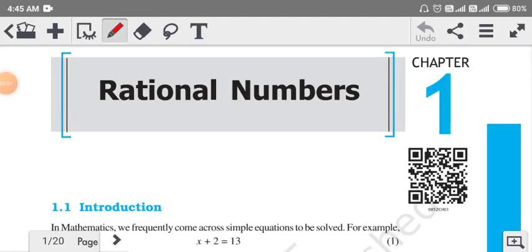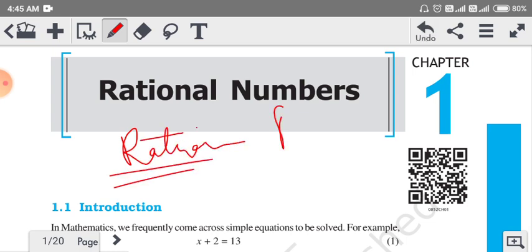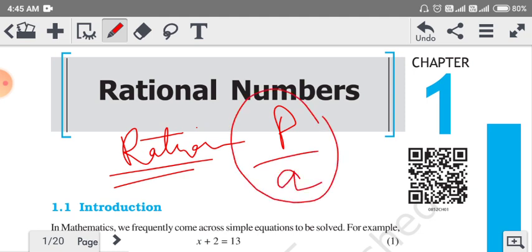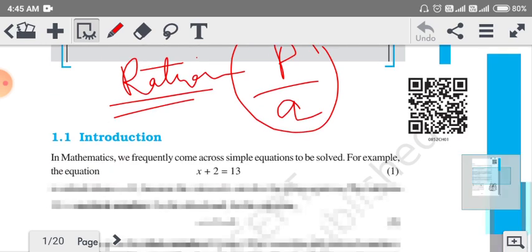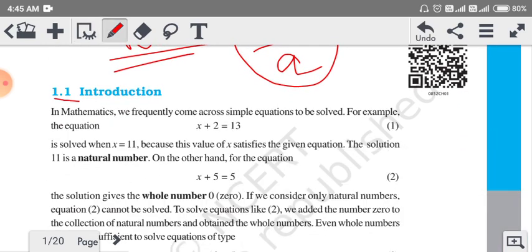Class 8th, chapter 1, that is rational numbers. So rational numbers क्या होते हैं? Numbers in the form of p upon q की फॉर्म होता है, उन्हें क्या कहते हैं? रेशनल नंबर. कैसे? Let us see. So first is introduction.